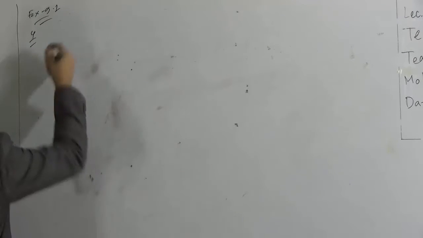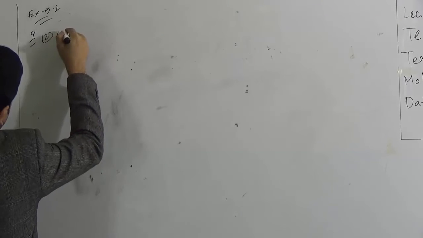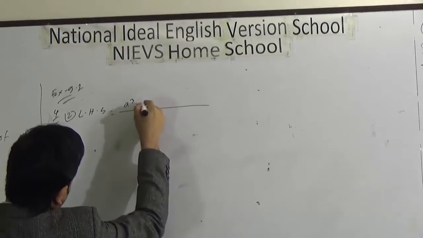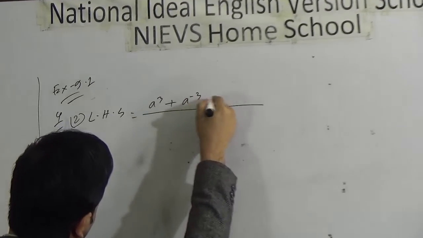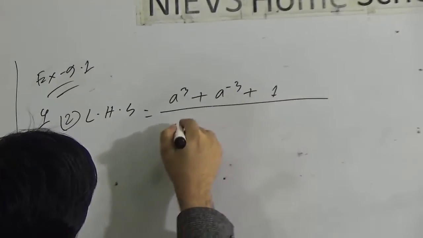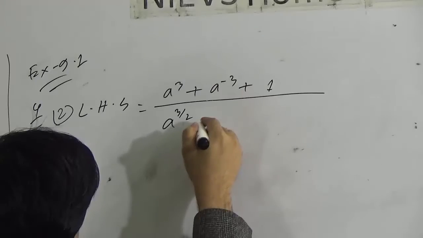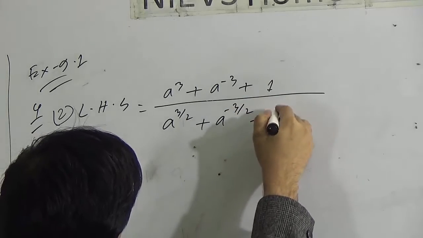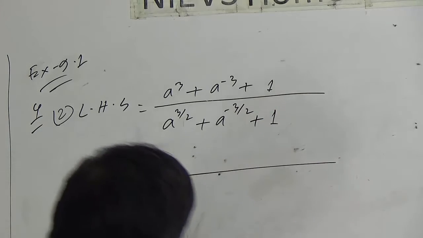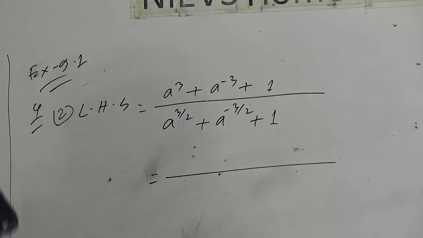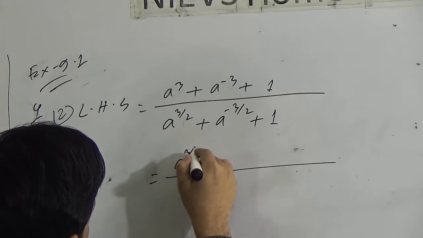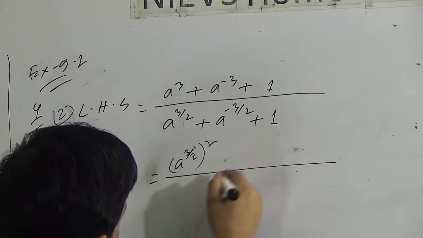So we can write here, question 2, left hand side. That is equal to a cube plus a to the power minus 3 plus 1, that means a to the power 3 by 2 plus a to the power minus 3 by 2 plus 1. So we can write in this way here, as this is 3 by 2, we can express the numerator as also a to the power 3 by 2, it means a to the power 3 by 2 whole square.